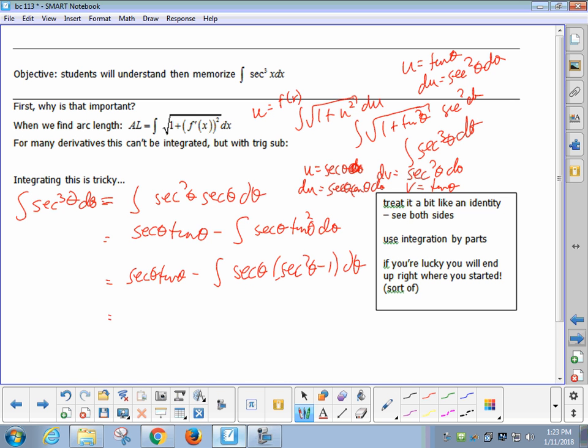Isn't that awesome? No. And when you do that, you get another secant cube. The point is to make progress, though. But we did. No, we didn't. Oh, we did. It's circular. Yes, that's actually the name of this. It's circular integration.